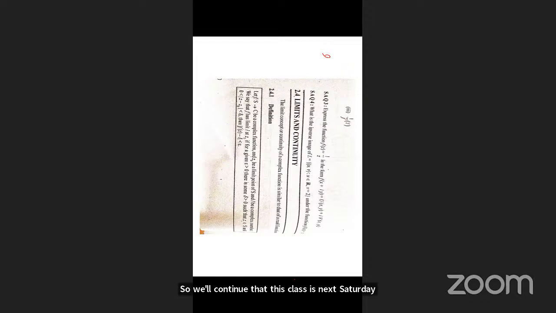Okay, is it clear? And next, the limits and continuity. The picture was not good, so we'll continue this class next Saturday. Okay.